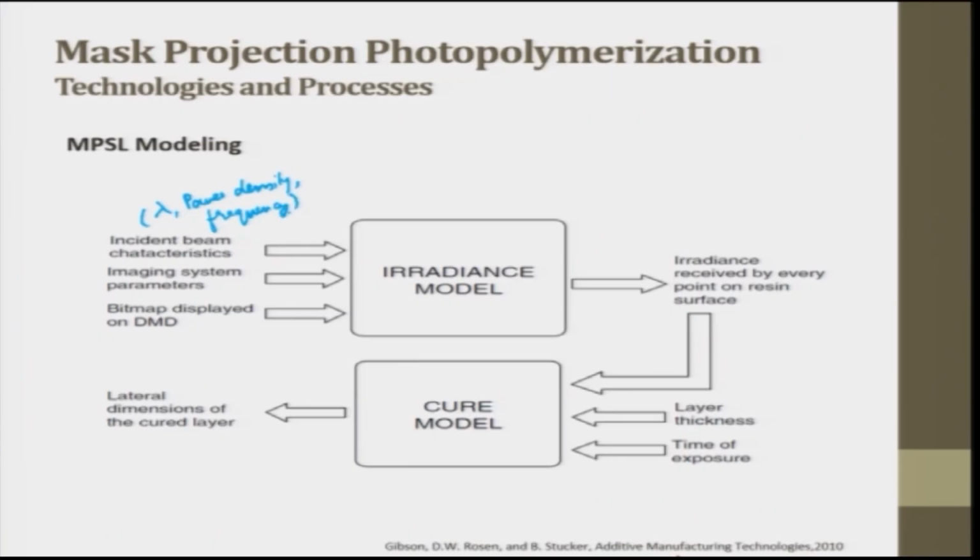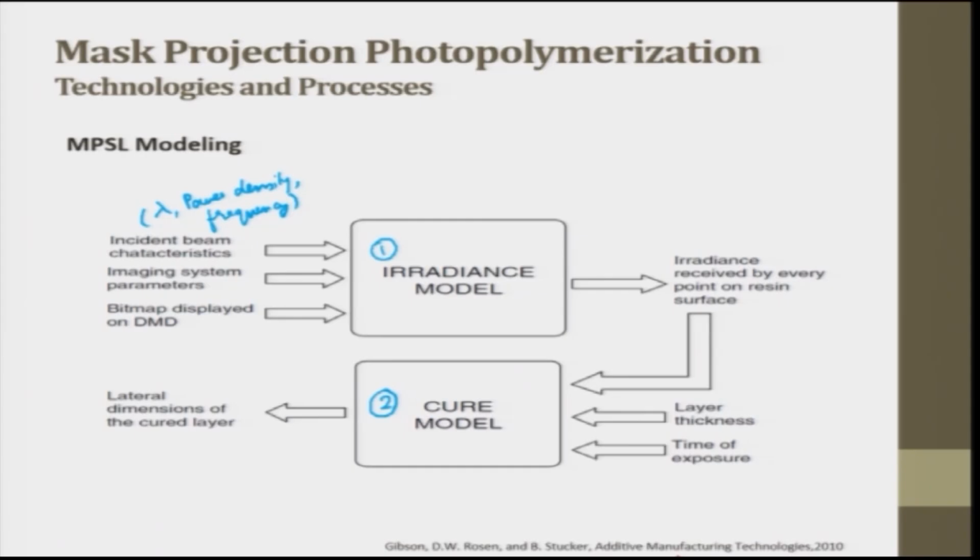Okay, then imaging system parameters, then we will have bitmap display of DMDs. So all these things are input parameters for the irradiance model. From the irradiance model, the irradiance received by every point on the resin surface is obtained, and from there it is led to curing. So you have to do the first set of modeling and second set of modeling in order to get the true result of rapid prototyping, or the true result of the curing cycle.